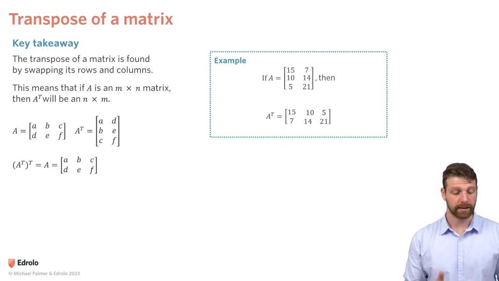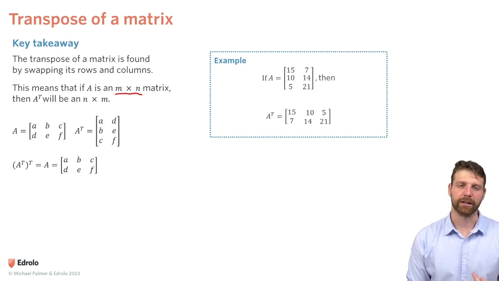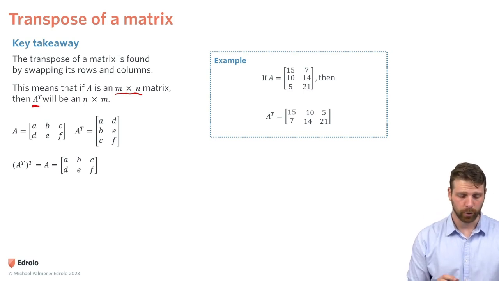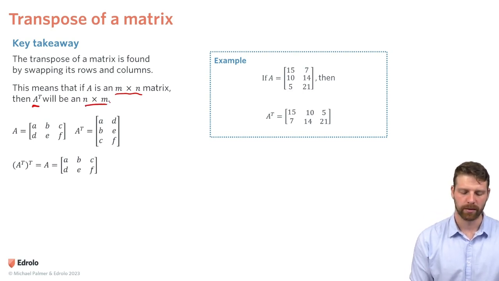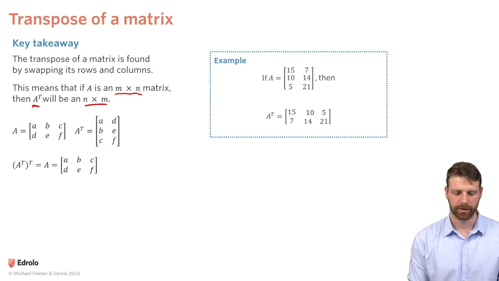So let's have a look here. If we have a transpose of a matrix, this means that if you've got an m by n matrix, so m rows and n columns, then A transpose, A to the power of T, or A^T, will be an n by m matrix. So we'll have n rows and m columns. So notice that those two have switched. And I think that makes sense.